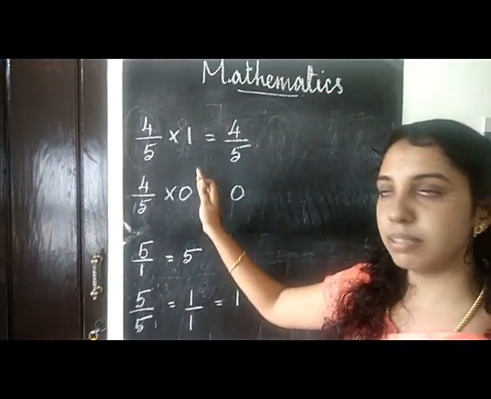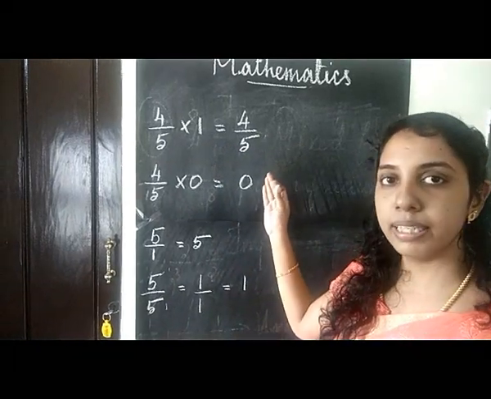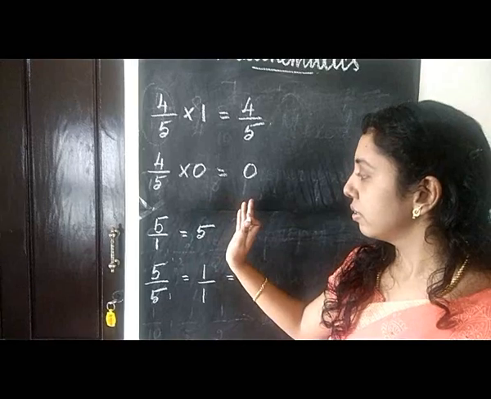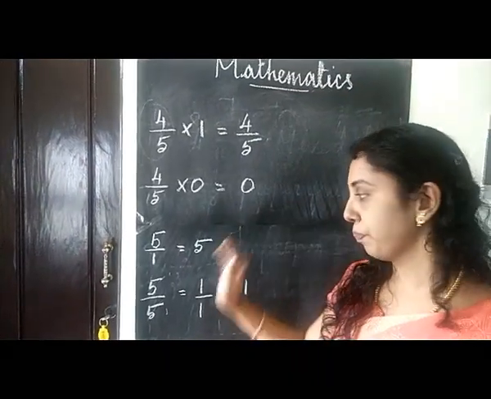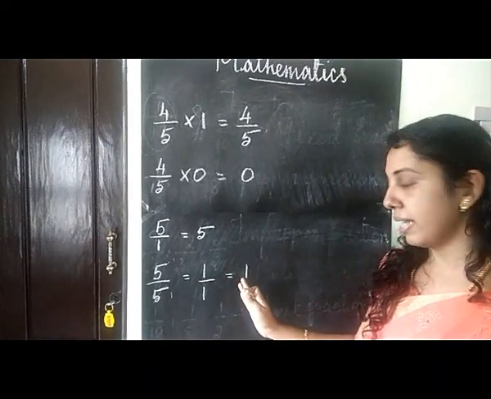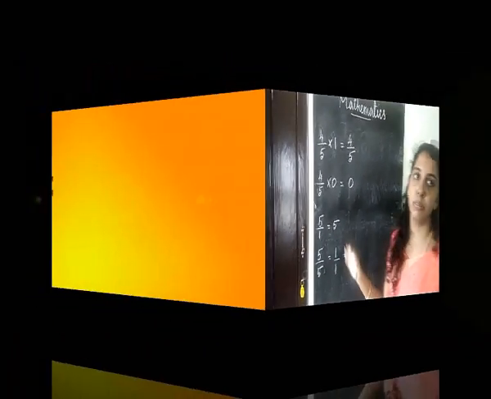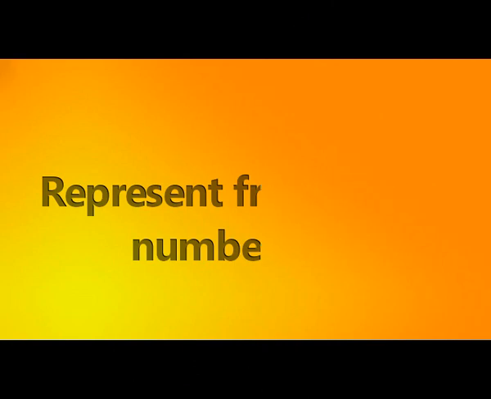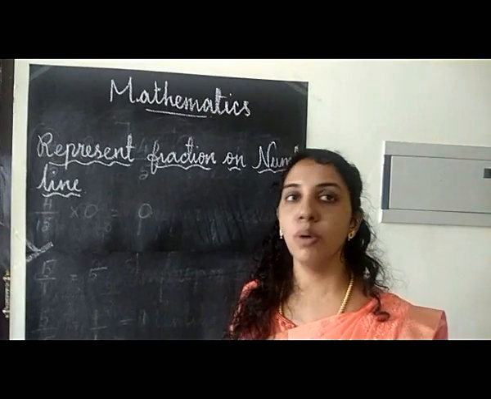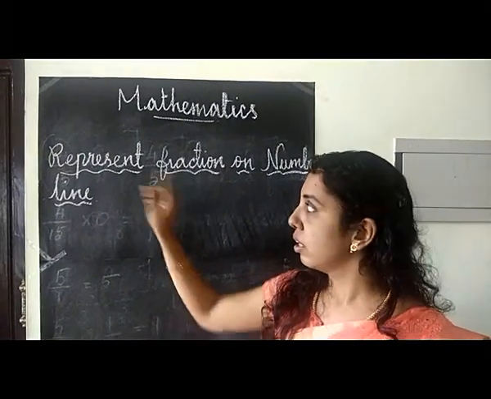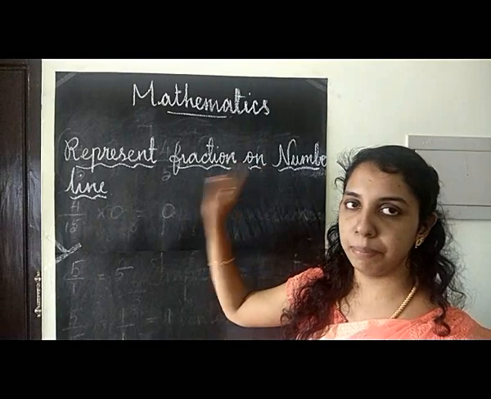If you multiply by 0, you will get the answer as 0. If the denominator is 1, you can just write the numerator. If the numerator and the denominator is same, the answer is 1. Now we can learn how to express the fraction on number line. Represent fraction on number line.